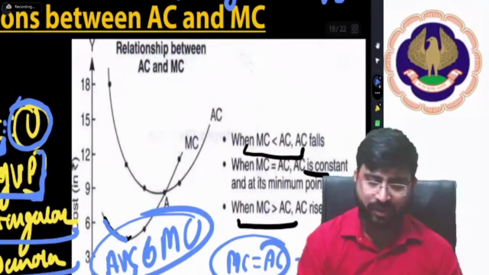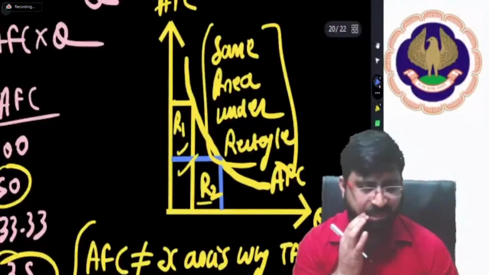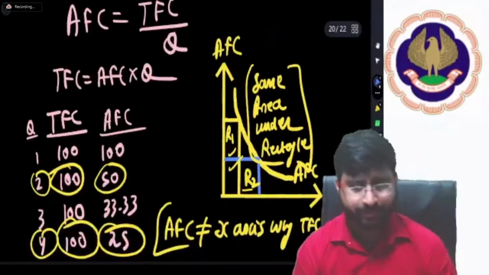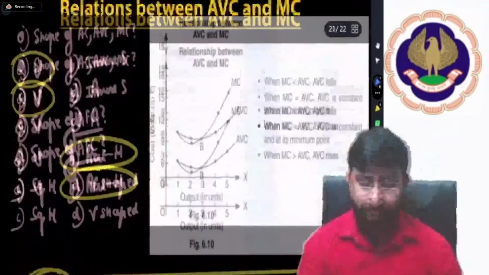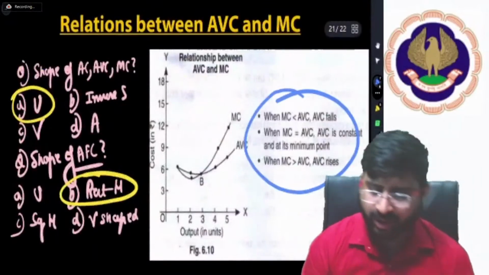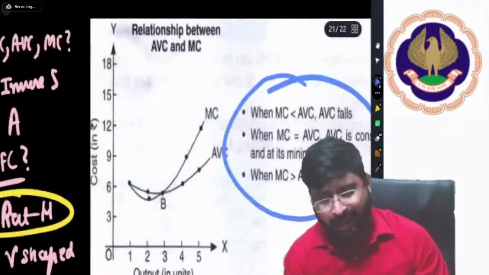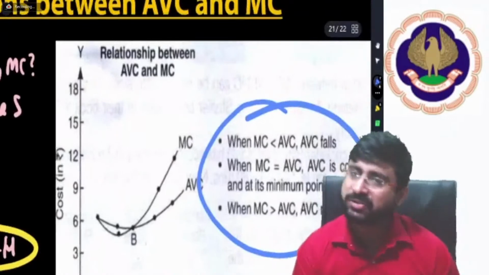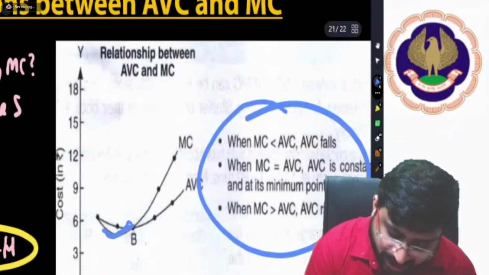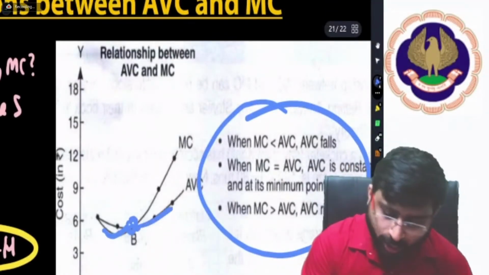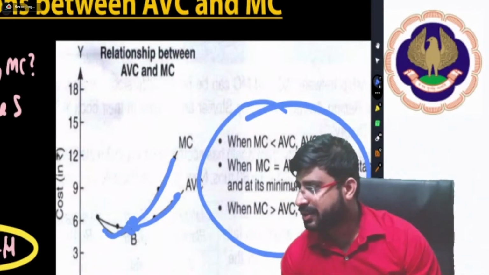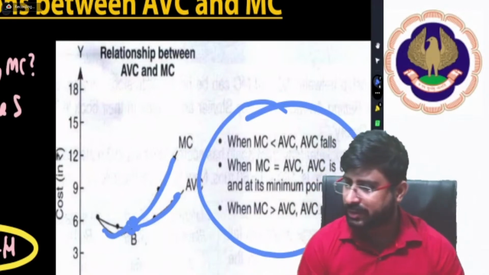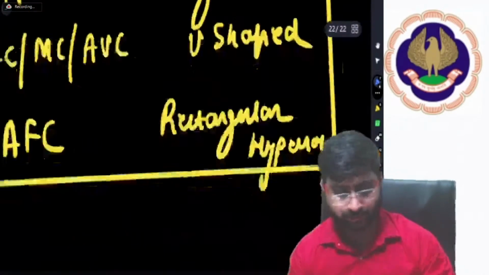Now pay attention, friends. Once you have understood this, the same logic goes for AC, AVC and MC. Again, AVC is another curve. Marginal cost meets AVC at the minimum point. Now AVC also grows when MC goes up. Same logic. Yes, sir, we have understood that.